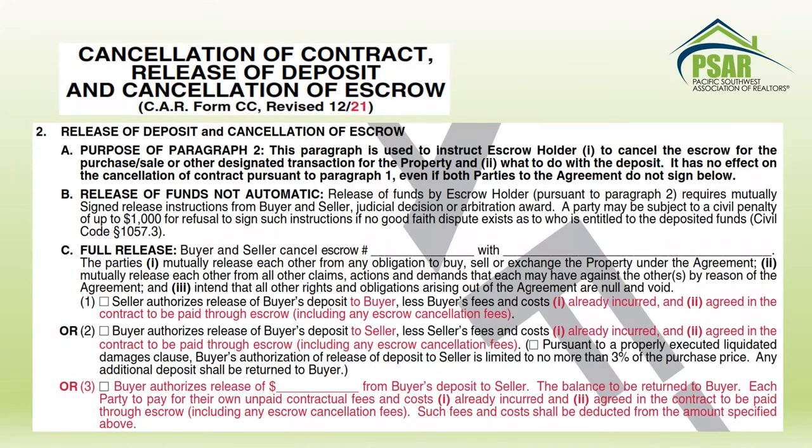All right, so cancellation of contract, release of deposit, and cancellation of escrow, CAR Form CC. Again, the top portion, paragraph number 1 deals with the contract and has not changed. Paragraph number 2 is what has changed, because of course there's always been that question of, if the buyer won't sign off on canceling escrow, can that seller actually resell the home? Can they sell to someone else?